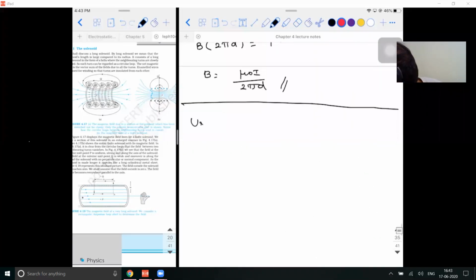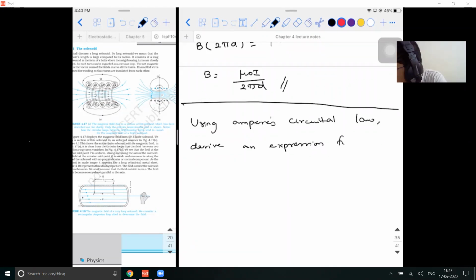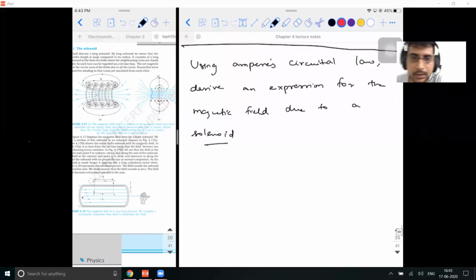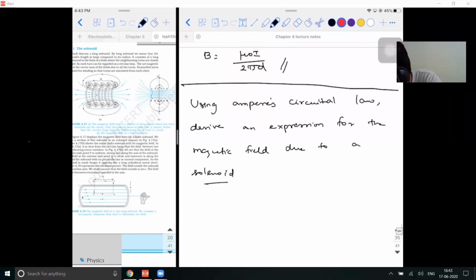So we are going to write like this: using Ampere's circuital law, derive an expression. So there is also an important derivation. Derive an expression for the magnetic field due to a solenoid. Okay. So actually, due to a long solenoid.